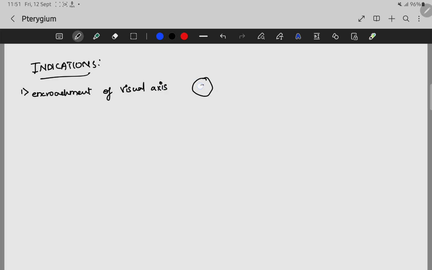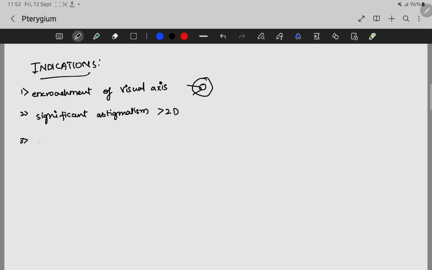Now coming to the indications. One is proximity or encroachment of the visual axis, so it has come over the pupillary area. It is causing significant astigmatism, more than 2 diopters.